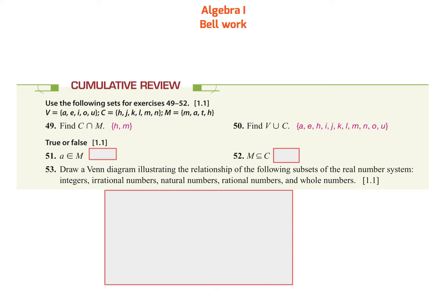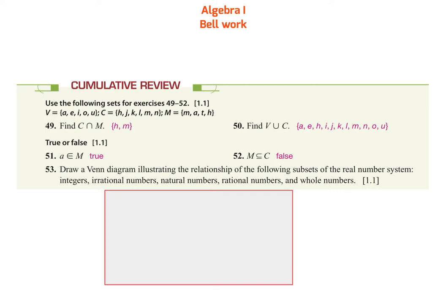The next one is asking true or false. A is an element of set M. This was true. The next one, subset. M is a subset of C. False, right? We're missing some letters there.